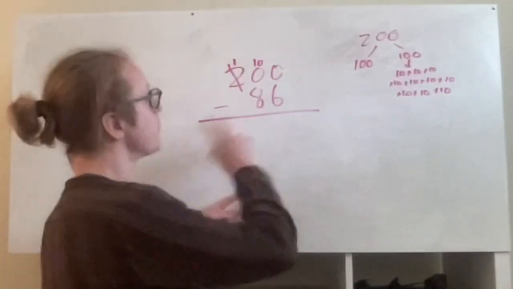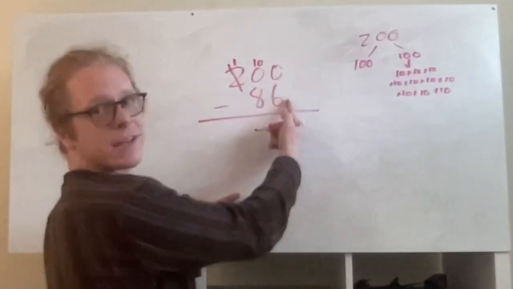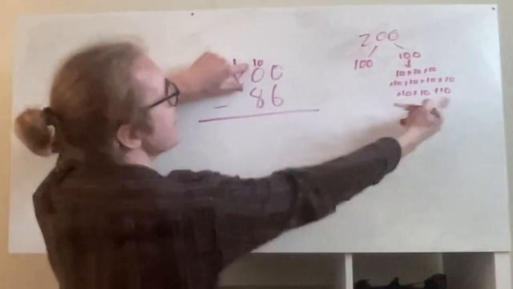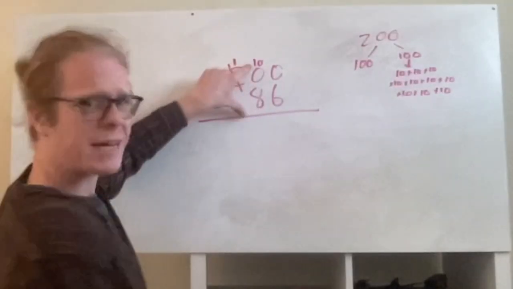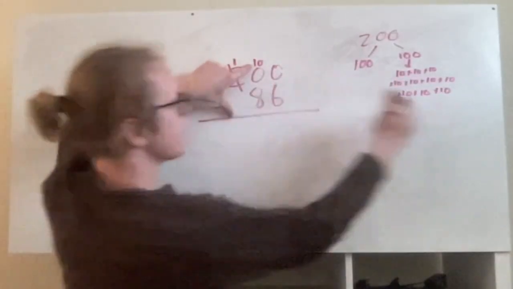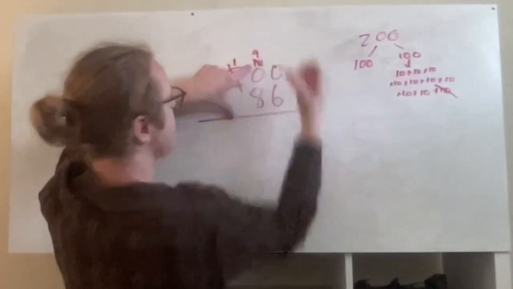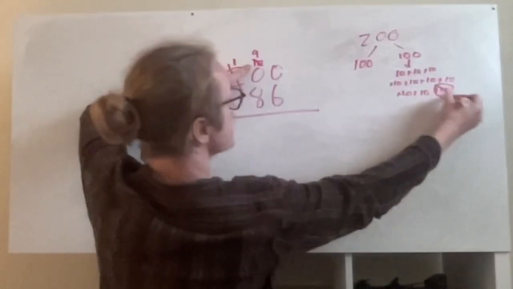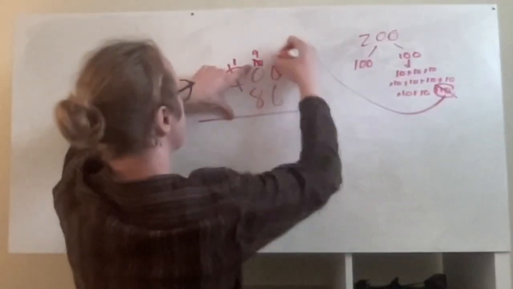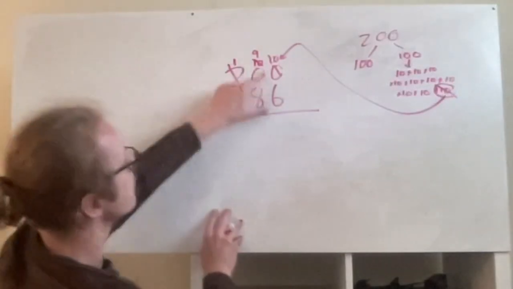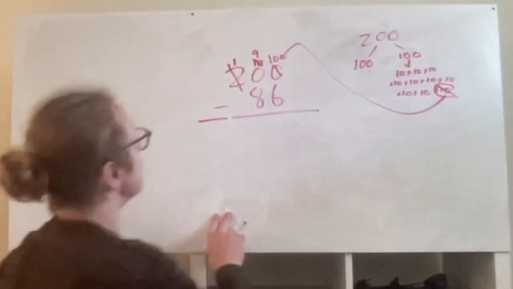So let's go back to the ones place. Can I do 0 minus 6? No. But now I have something I can borrow from. I have 10 tens here. How many of these tens do I need to fix this problem? Only one of them. Right? So now instead of 10 tens, I have 9 tens. And this 10 that I just took away goes right here. So now this is a 10. Okay? And now we're good to go.